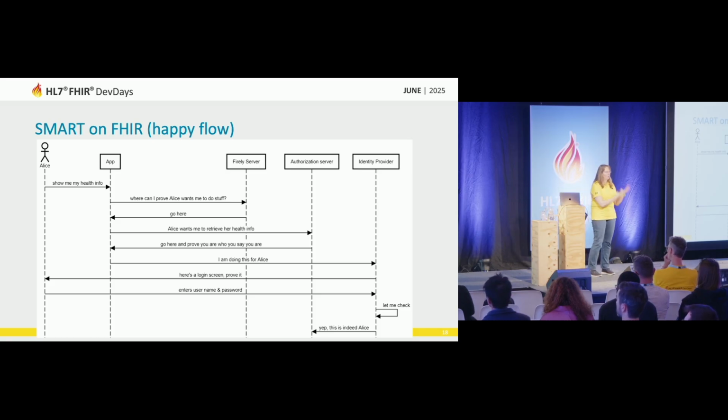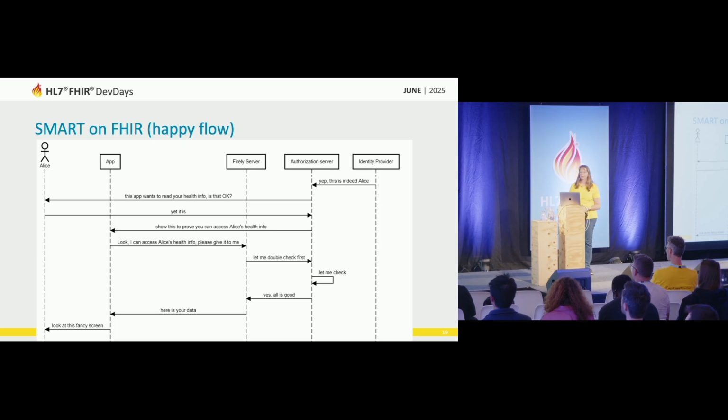Alice will see a login screen. But the app will not see any of the details that are communicated there, because the app will not get Alice's credentials. Otherwise, it could potentially do everything that Alice is allowed to do. So Alice needs to see that login screen, needs to prove that she's actually Alice. And, well, you can see the identity provider says, OK, this is Alice. And that tells the authorization server that that authentication step, at least, is correct and done.